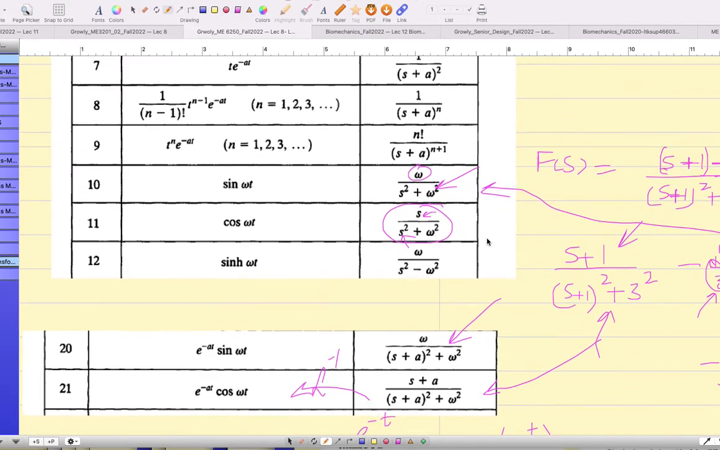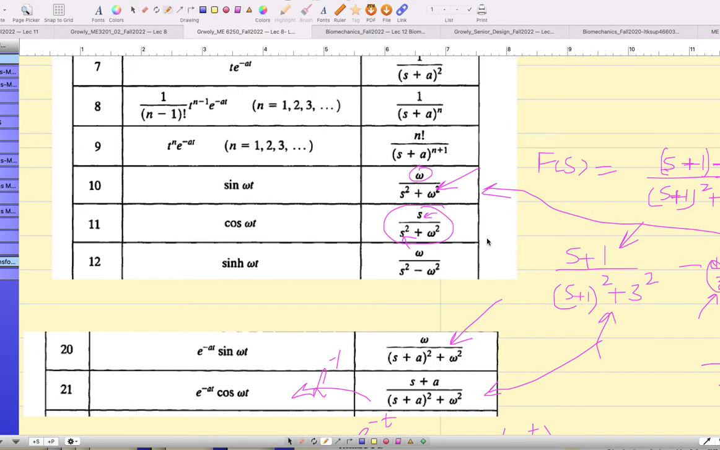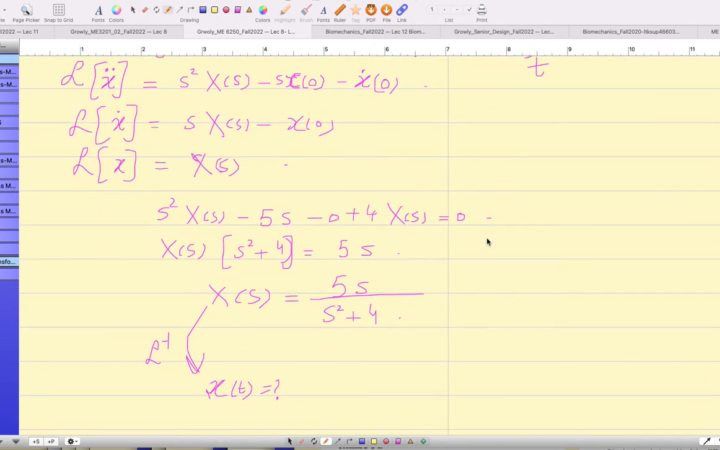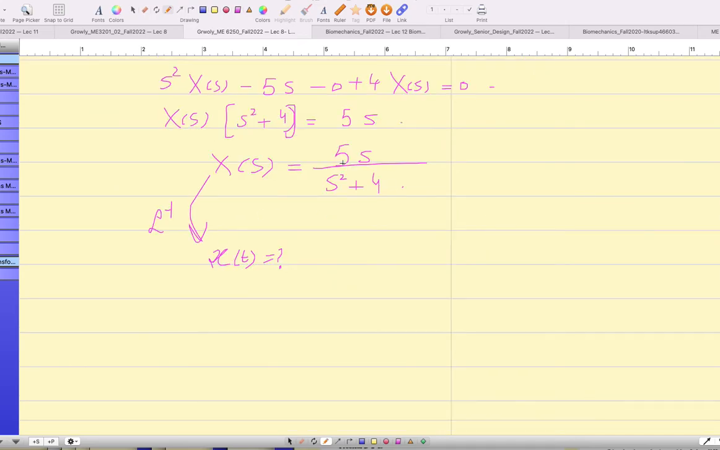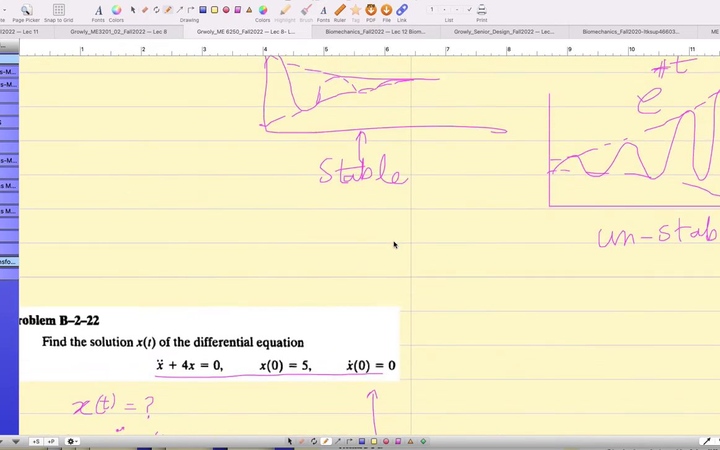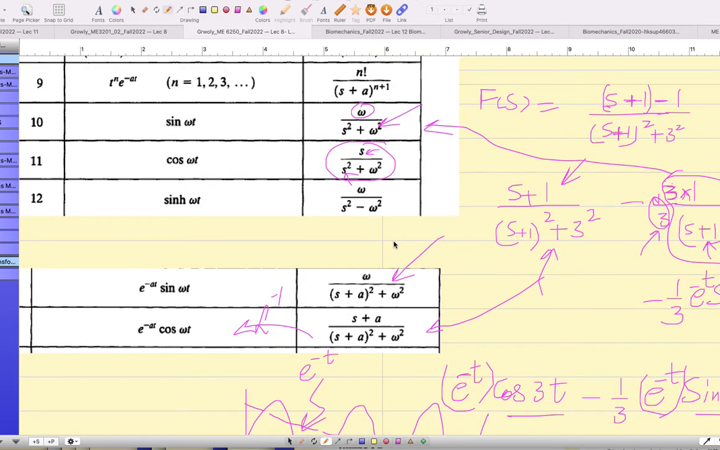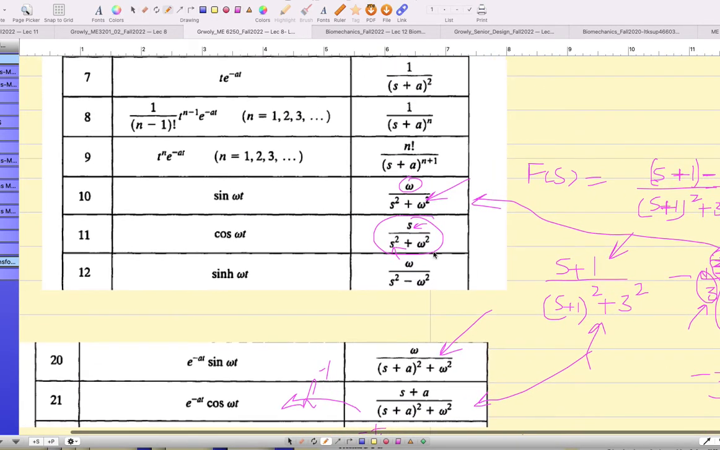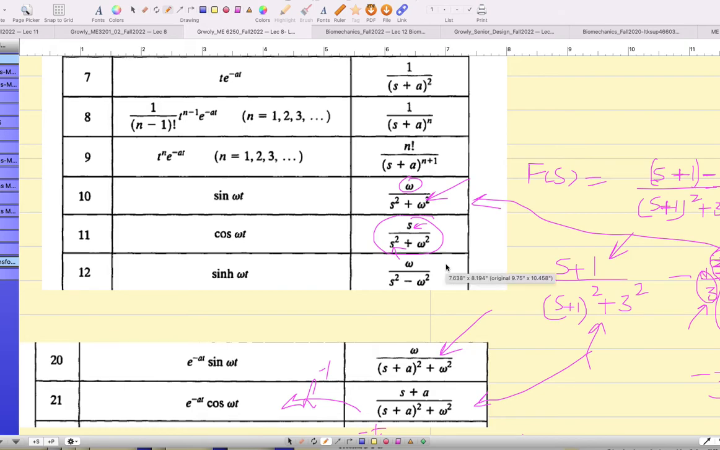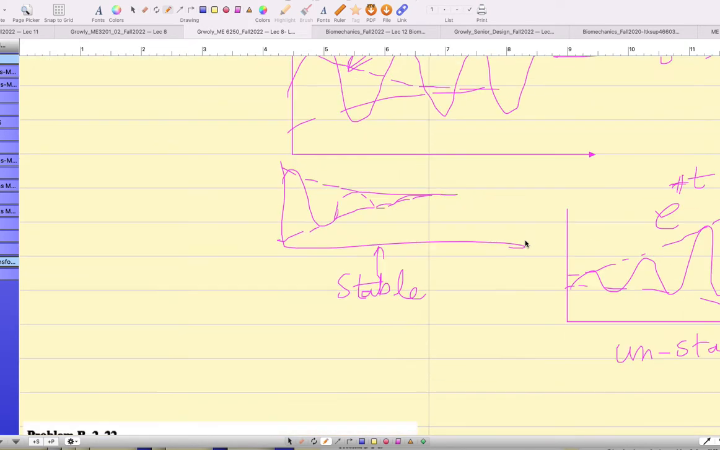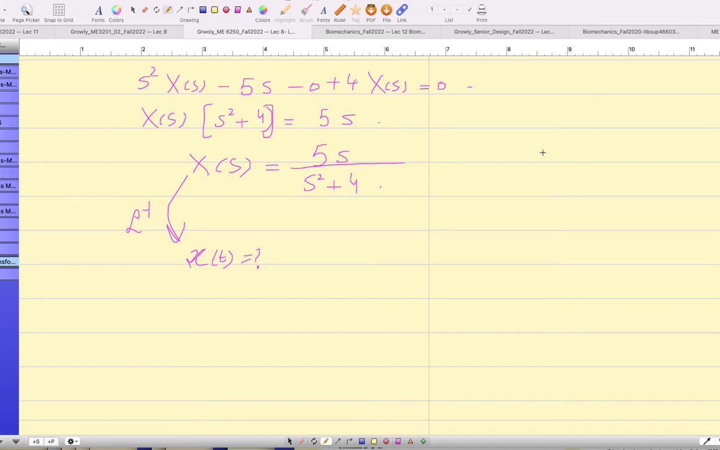So can you tell me which form is very close to our question, other than the scaling factor 5? So s in the numerator, denominator s squared plus 4. So I would say number 11. Do you agree with me? Number 11 is the closest form. So what is number 11? Number 11 says s over s squared plus omega squared. This is the Laplace transform of cosine omega t.